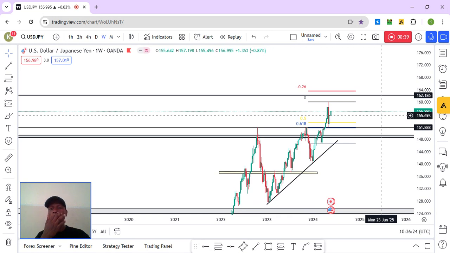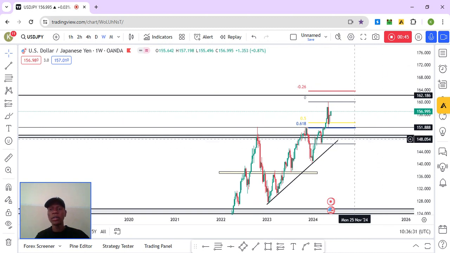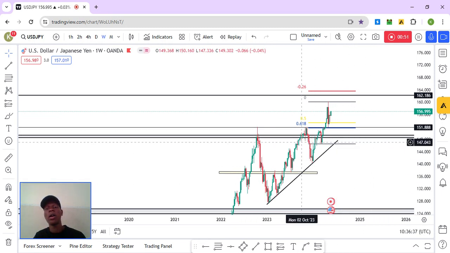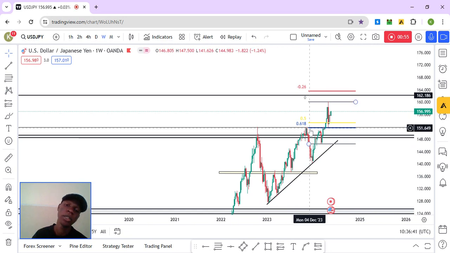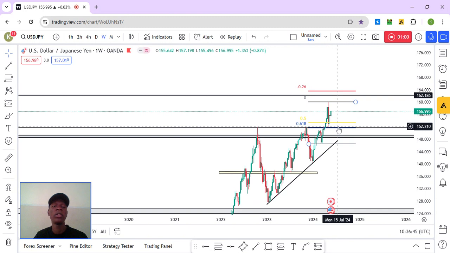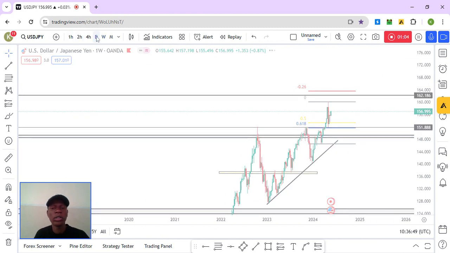So what's happening on the USD JPY since the last Trade Trends episode? The market was right in this Fibonacci zone. What actually happened was that there was a break through the resistance line, and the market came back to retest it. Let's go over to the daily time frame to see the clearer picture of it.